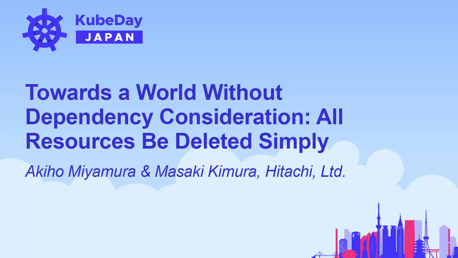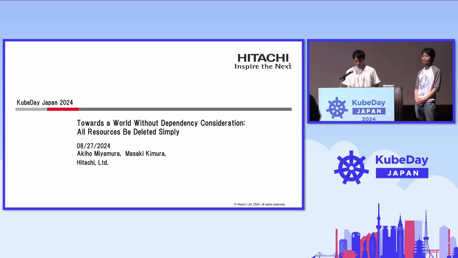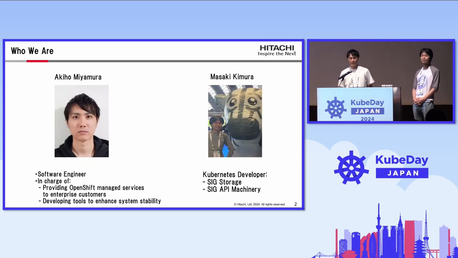We will present under the title, Towards a World Without Dependency Consideration, or Resources Be Deleted Simply. Firstly, let us introduce ourselves. My name is Akiho Miyamura. I'm a software engineer at Hitachi. I have been in charge of providing OpenShift Manager services to enterprise customers and developing tools to enhance system stability.